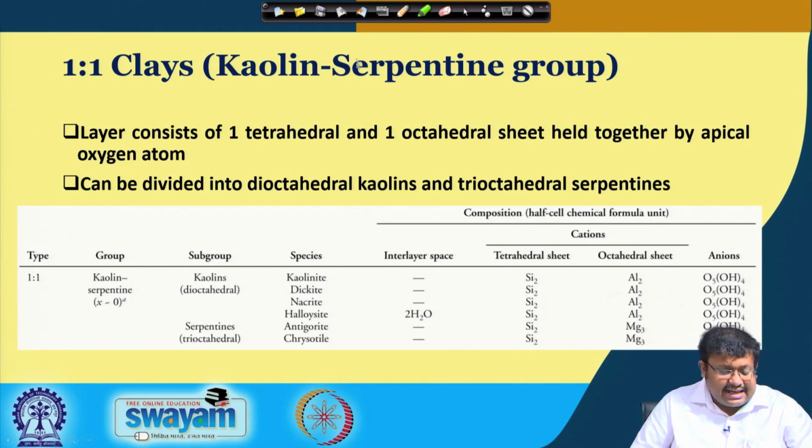As you can see here, the examples are dioctahedral kaolin or kaolinite, dickite, nacrite, halloysite, and also we can see some trioctahedral kaolin and their composition. Their composition, that is half cell chemical formula unit, are also given here.